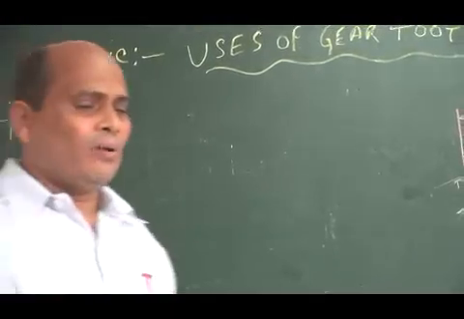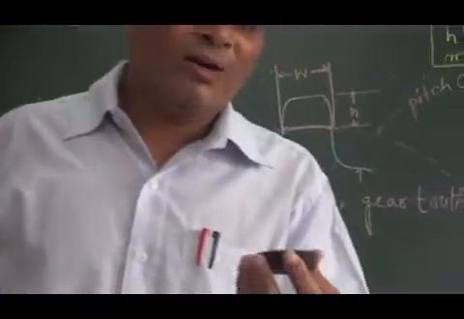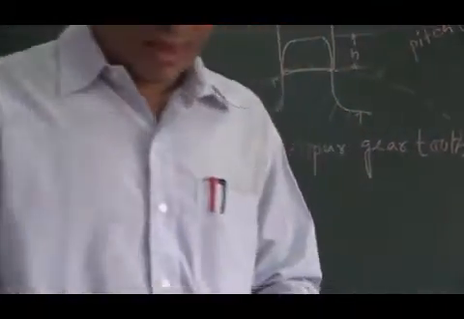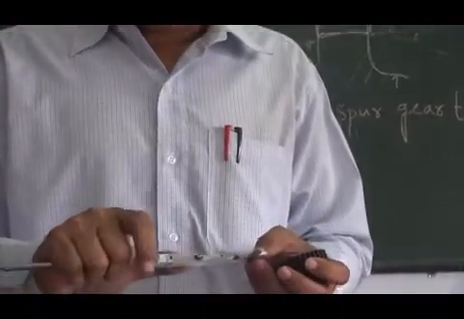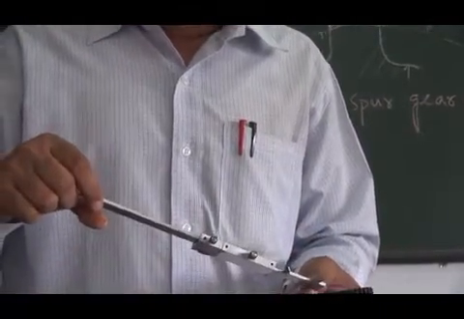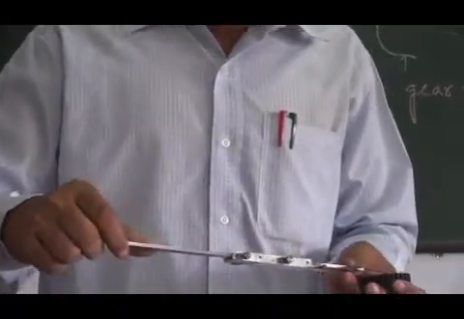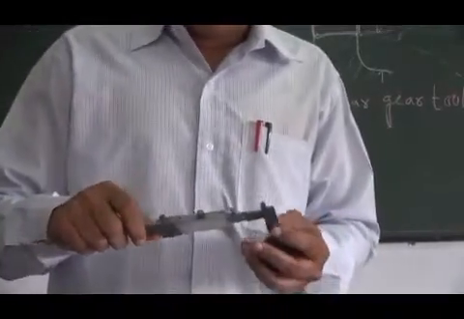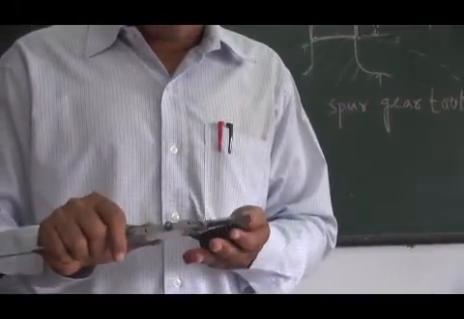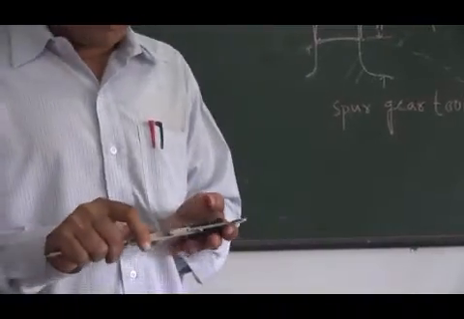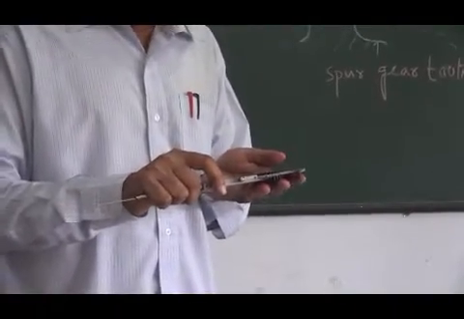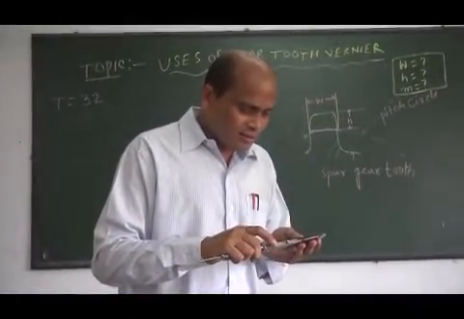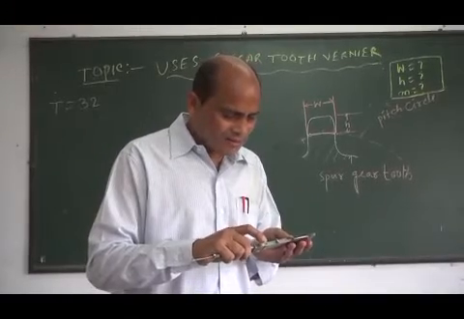Now we have to find out the outside diameter of this gear by this instrument, the vernier caliper. This is a 0 to 150 millimeter vernier caliper, and with this vernier caliper we can find out the outside diameter of this gear. That is very important. Very minutely you have to measure the outside diameter of the gear.